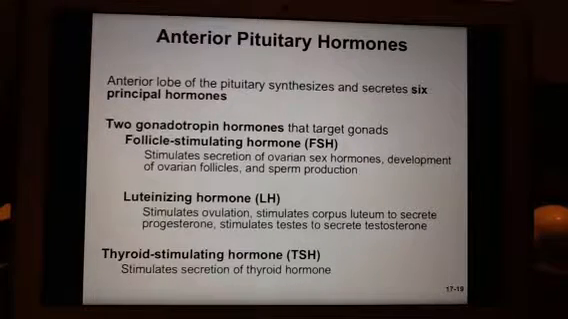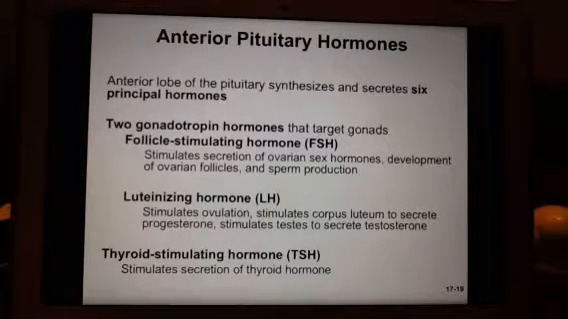Okay, so on to the anterior pituitary. There are 6 principal hormones. I do want you to memorize these. It's going to be important that you know that they are made in the anterior pituitary, and it's also going to be important that you know where they're headed, so where their target is.